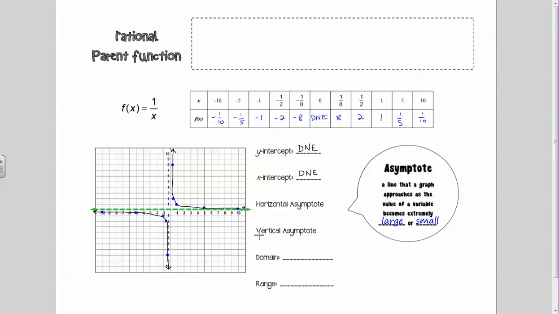Our vertical asymptote, as y approaches negative infinity and as y approaches infinity, you can see that the function approaches a line at x equals 0. Let me try that again. Here we go. So there's our vertical asymptote. Let's go ahead and write those as equations because they are a line. The horizontal asymptote is going to be y equals 0. And the vertical asymptote right here where x equals 0.